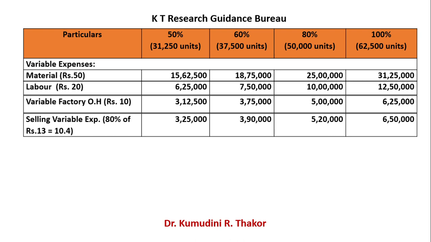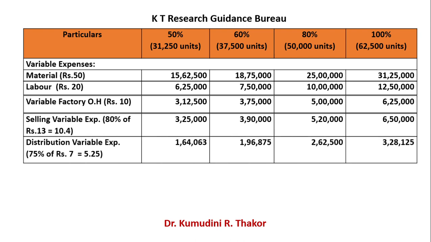Your variable expense is how many rupees? 5.25. So 5.25 into units. For 50%, 31,250. For 60, same way for 80 and 100%. And tell your answer.